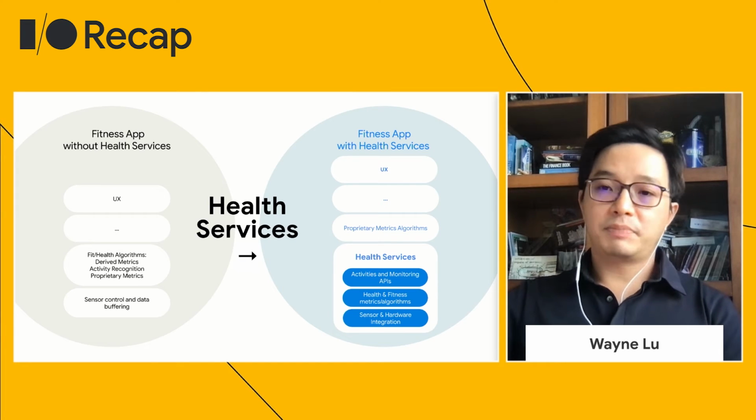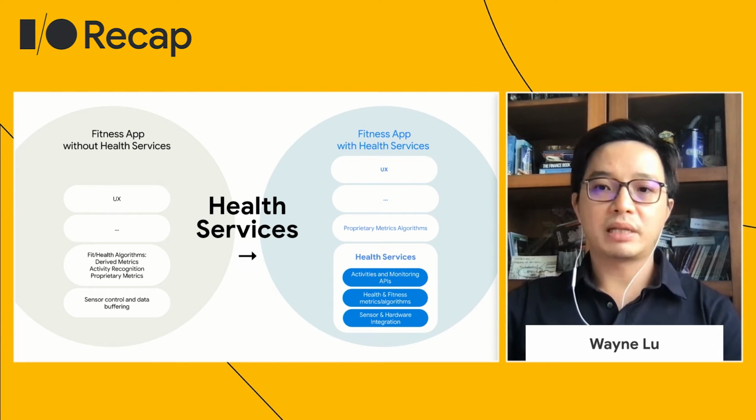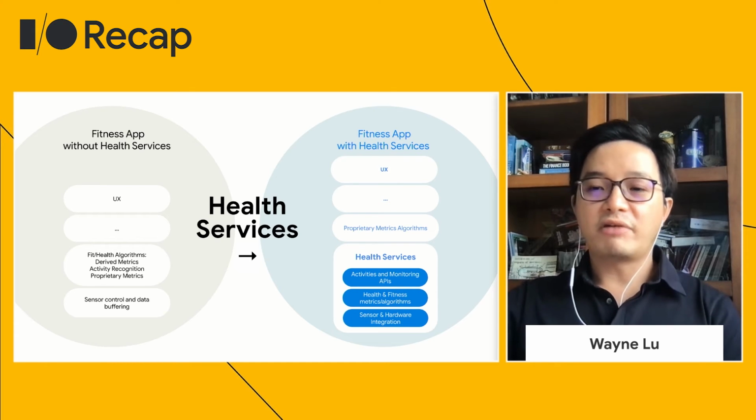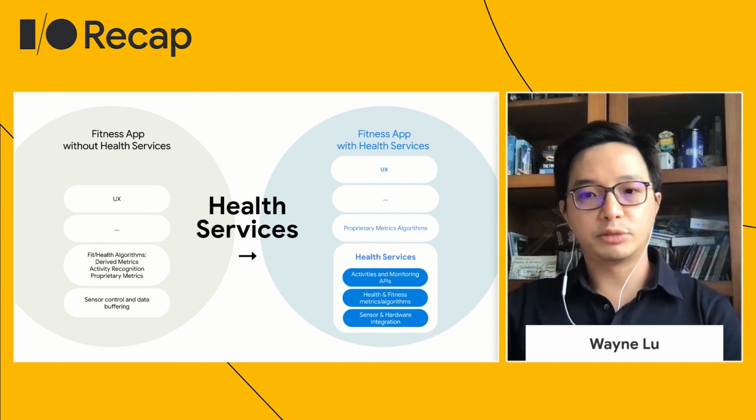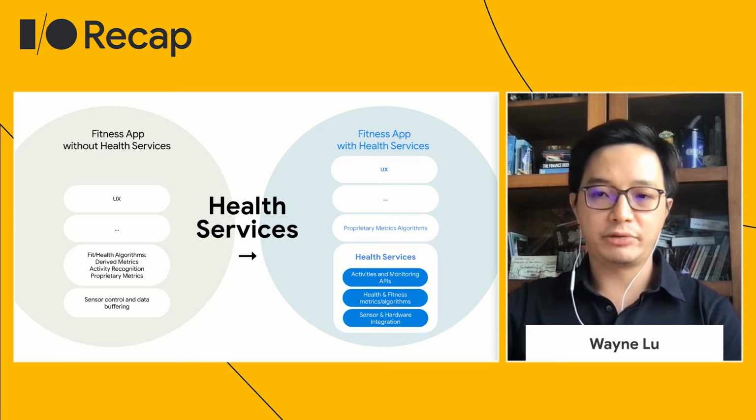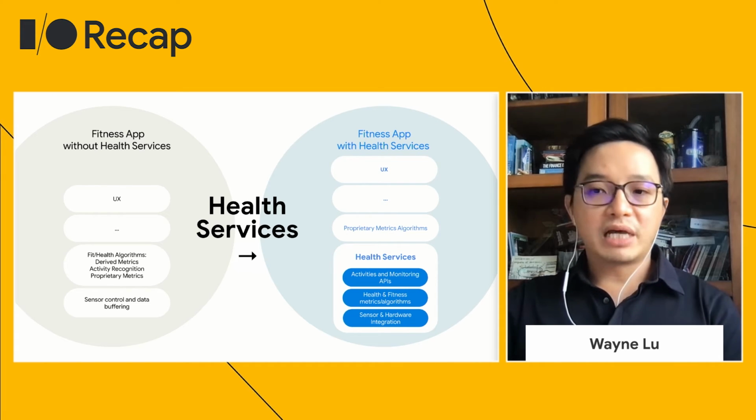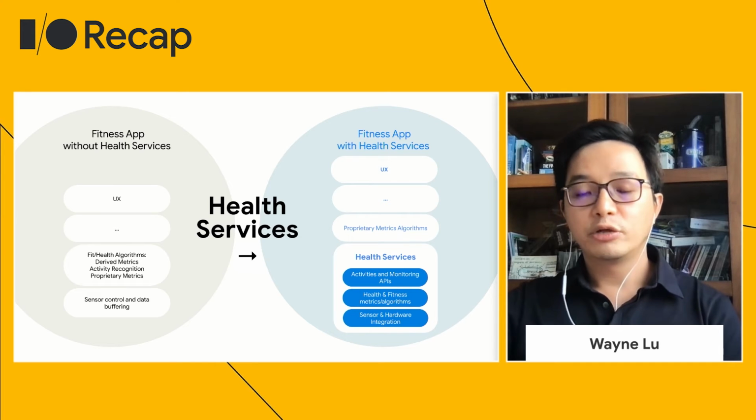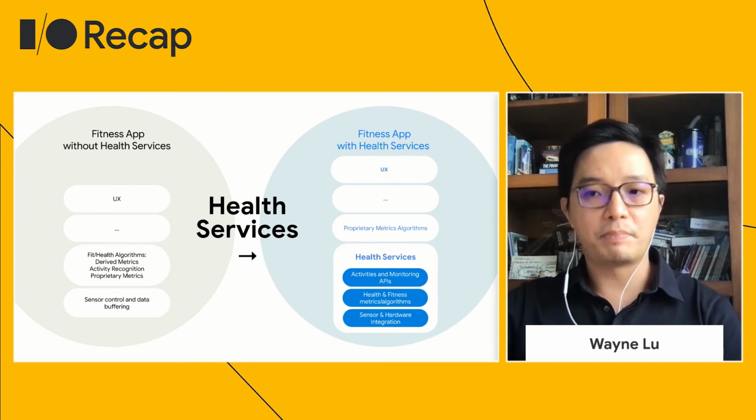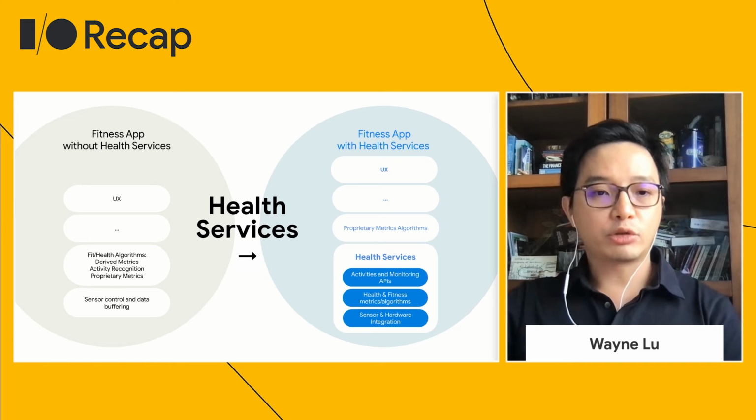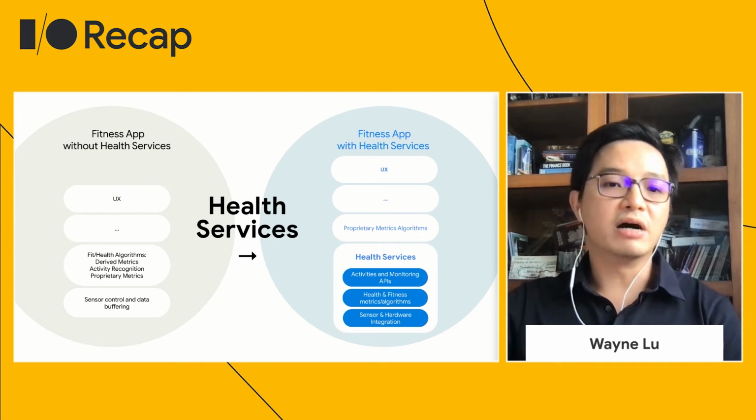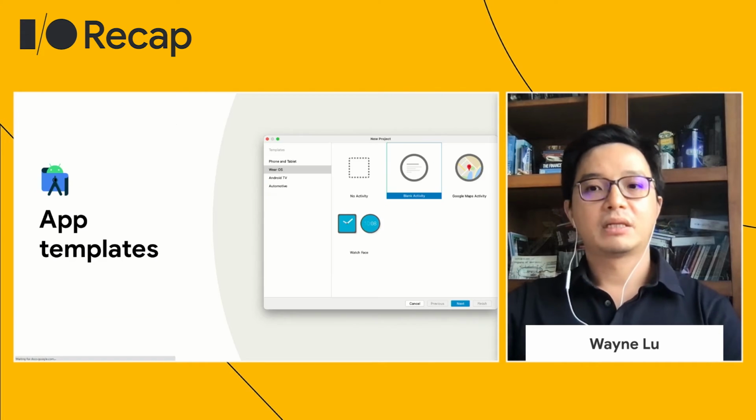With the Health Services platform, data collection is streamlined into activities and monitoring APIs, health and fitness metrics, sensor and hardware integration. Previously, one of the biggest challenges was preventing excessive battery drain. Now the platform does all the hard work and manages your hardware and sensors. You get more power efficient results with better battery life. Android Health Services is now available in alpha.